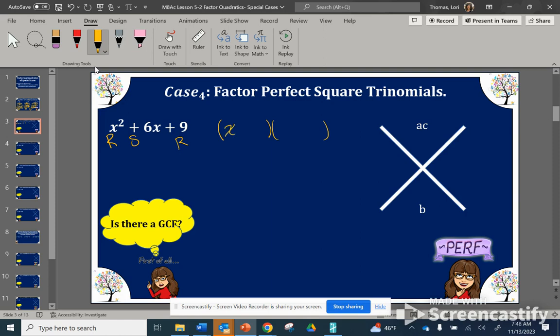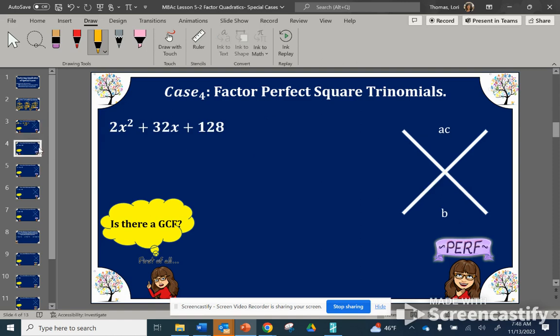So I take the square root of x squared, x and x. I take the root of 9, that's 3 and 3, and I take the sign of the linear term, and these are the two factors. Then we can write this as x plus 3 quantity squared. So again, each term contributes to the factor: the root, the sign, the root.